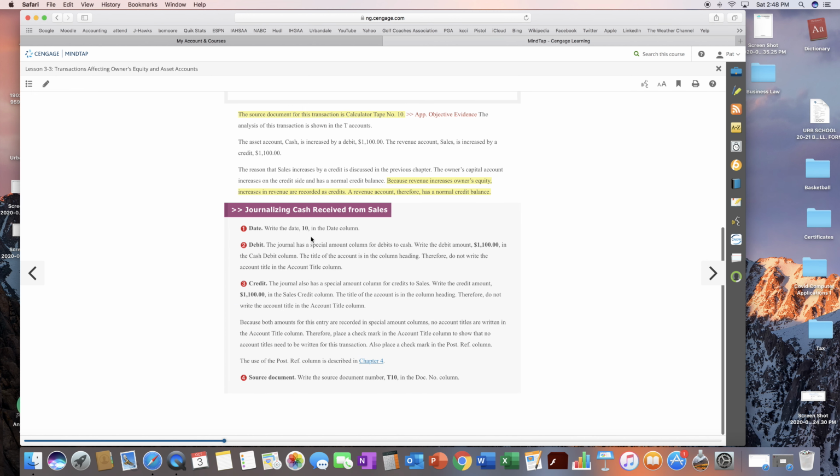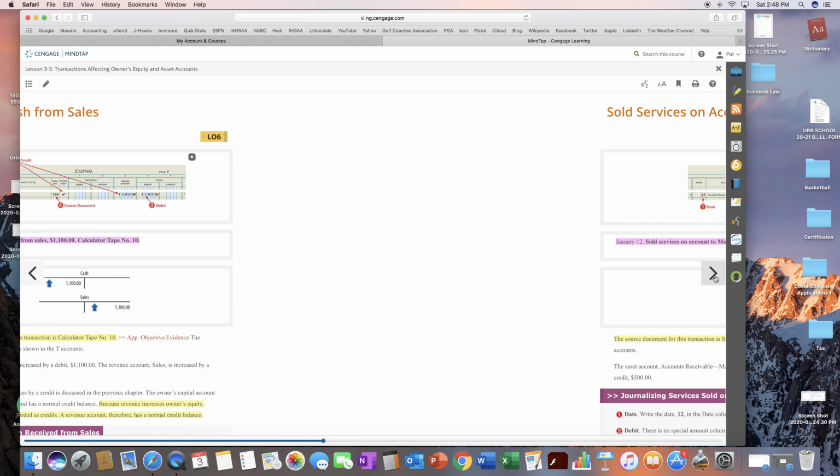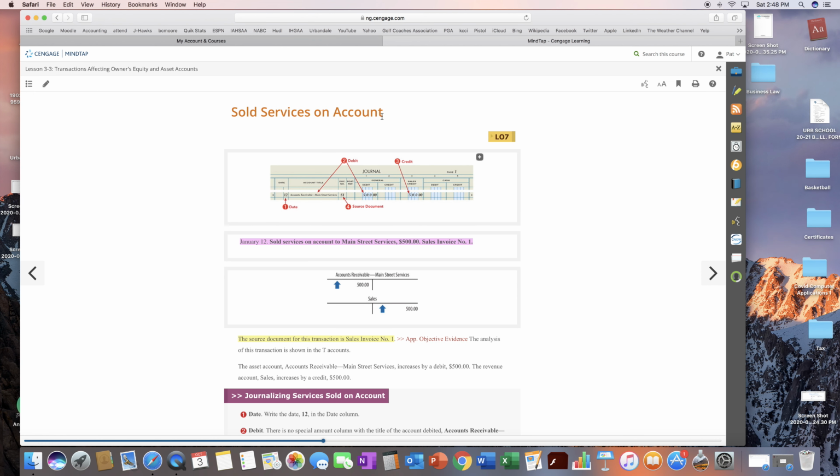The date is the first step, then debit, credit, and source document, like always. Second transaction, sold services on account. So we put the 12th. And the services on account to Main Street Services, sales invoice 1. What we're doing here is we're debiting accounts receivable and the company, Main Street Services, and it'll be in your chart of accounts, you can look at it.